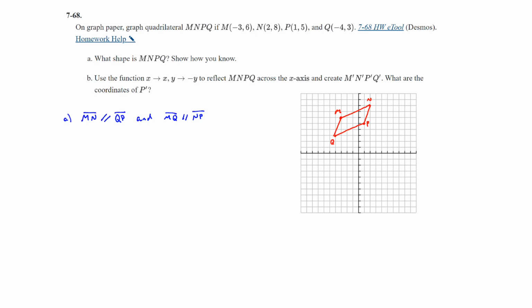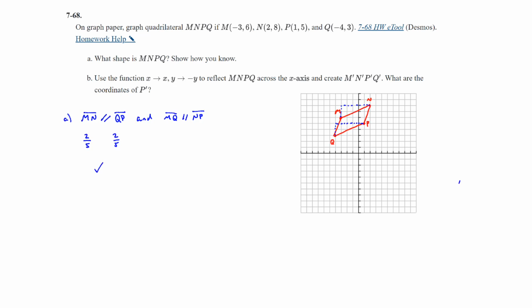I could pick two points and do the slope formula, but since we have it on the graph, it might just be easier to look. For example, MN, I'm just going to do my slope triangle here. It goes up 2 and to the right 5. So MN has a slope of 2/5. And then QP, I'll go up 2 and over 5 again. So each of those has a slope of 2/5, which means that the line segments are parallel.